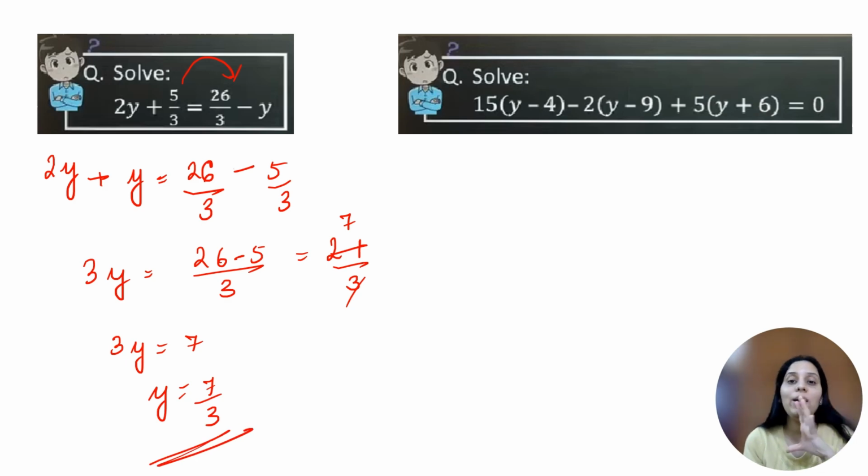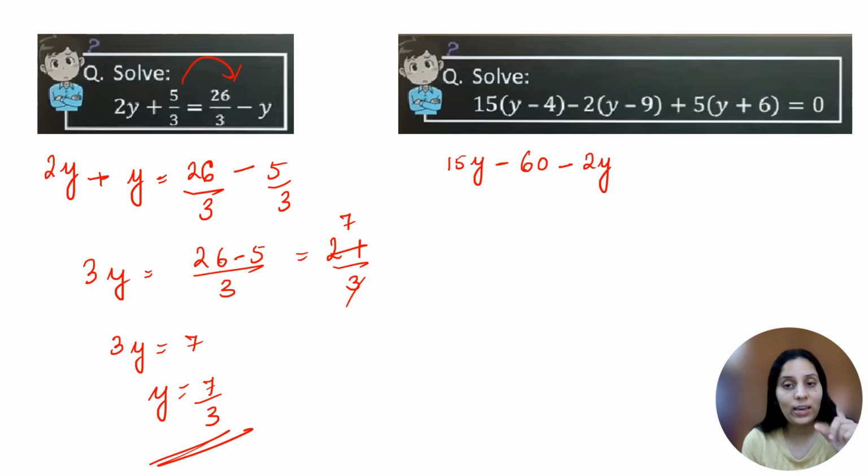Next, again here we have so many brackets. So first thing is you will open up the brackets. So 15 into y is 15y. 15 into minus 4 is minus 60. Next, minus 2 into y is 2y.